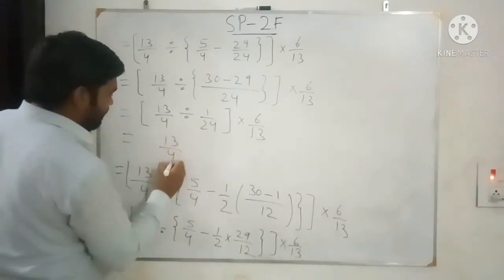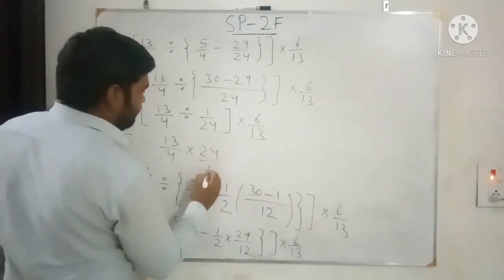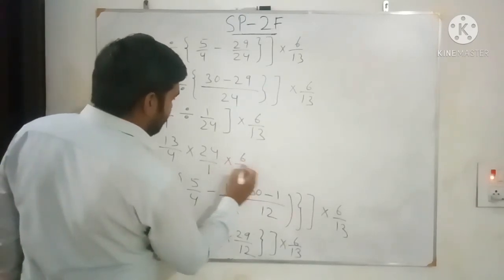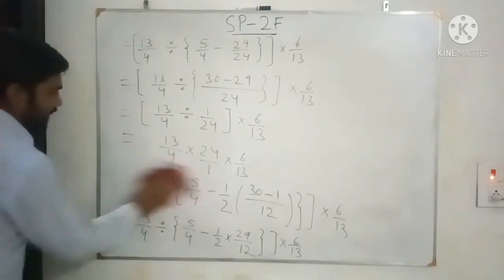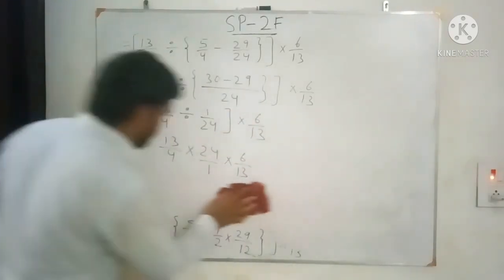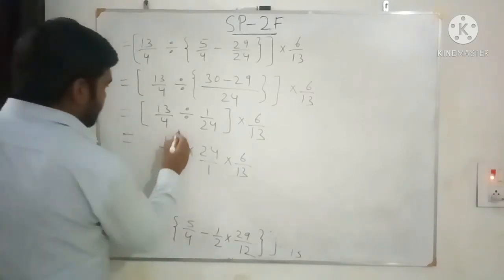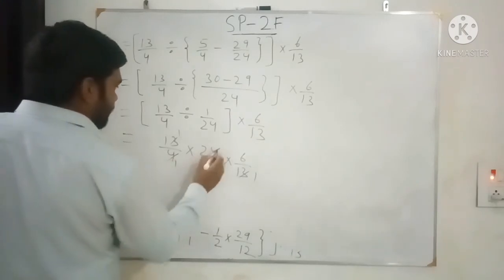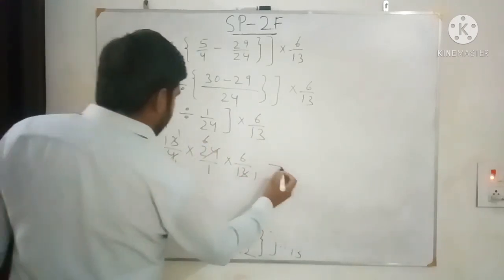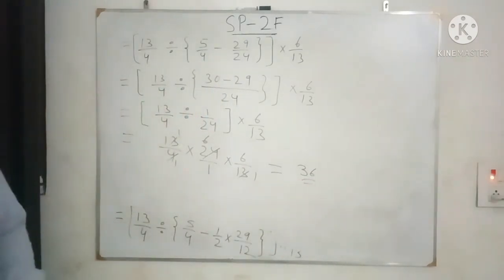Now convert divide into multiply: 24 by 1 multiply 6 by 13. Now see what answer you are going to get. 13 1s are 13, cancel. 4 1s are 4. 4 6s are 24. The answer you are going to get is 36. 6 6s are 36. Yes, correct.